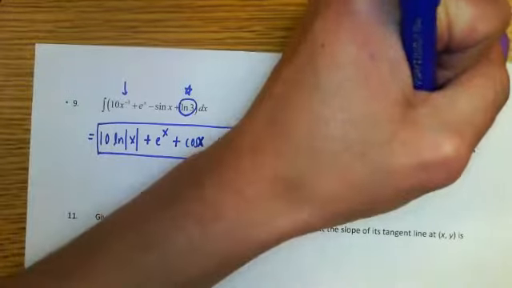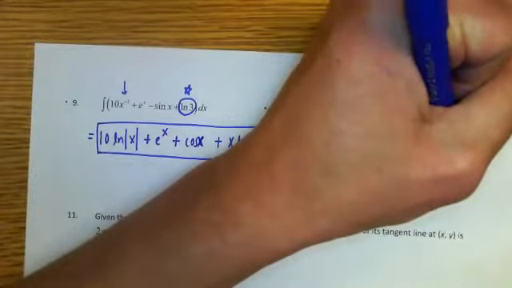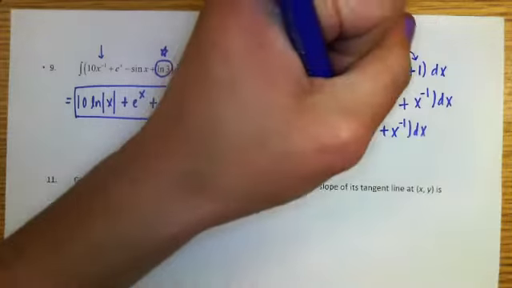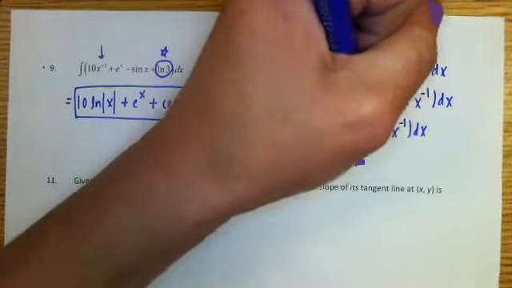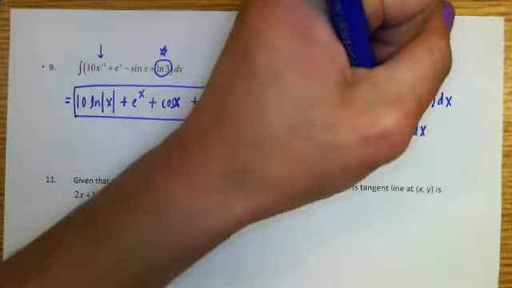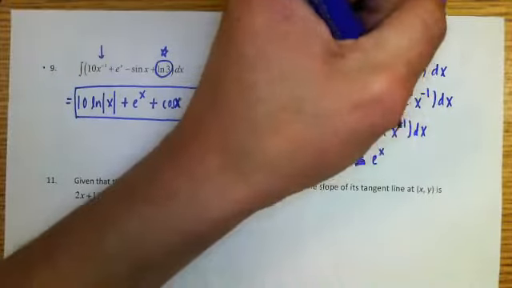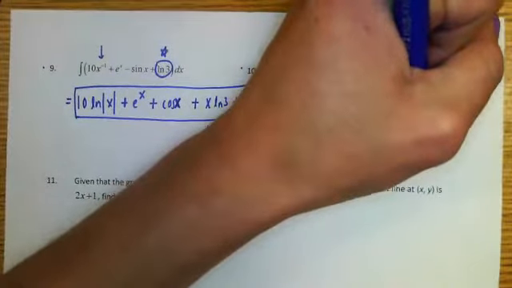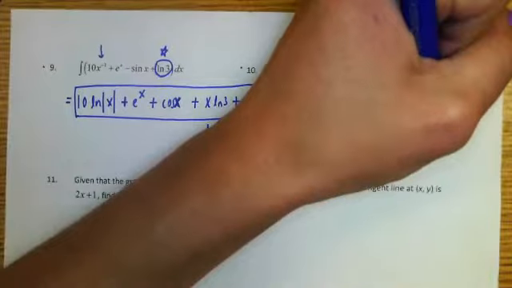E to the x, like we said in the last problem, is its own antiderivative. So e to the x. And this next part has an antiderivative of ln of absolute value of x. And then don't forget your plus c.